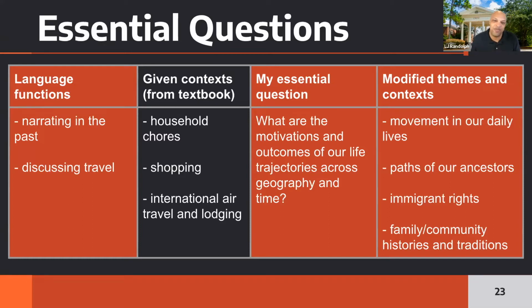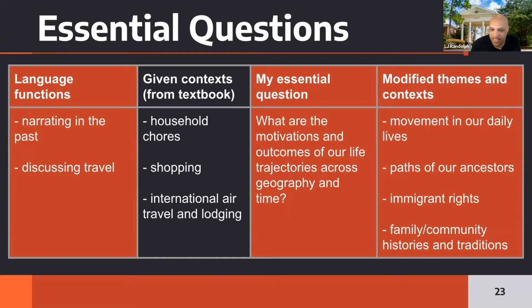And how might I be able to create a new essential question? And so my essential question for this particular unit becomes, what are the motivations and outcomes of our life trajectories across geography and time? And that allows me to look at narrating in the past and discussing travel in the context of movement in our daily lives, the paths of our ancestors, immigrant rights, and family and community histories and traditions. And so those are the things that we focus on. And my students are still using vocabulary that's accessible to them, that's important to them, and they're still achieving those same language functions that they would have been achieving otherwise with these very bland contexts.